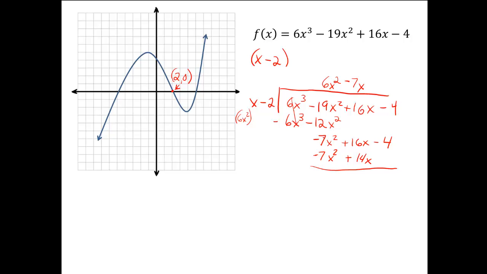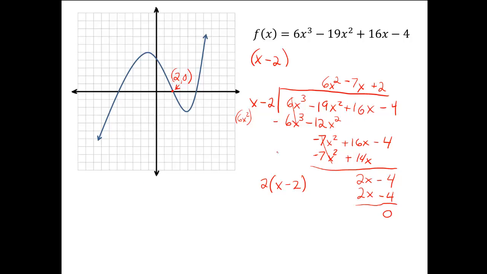Subtract down. These cancel. We end up with 16x minus 14x, which is 2x minus 4. So what does this need to be multiplied by to compensate for that? Well, it would be 2. 2 times x minus 2, and what happens is we get 2x minus 4. And our remainder is 0. So this went in 2 times, so we're going to do plus 2.